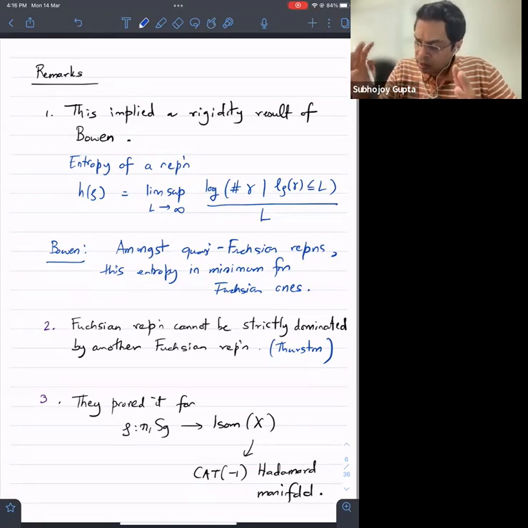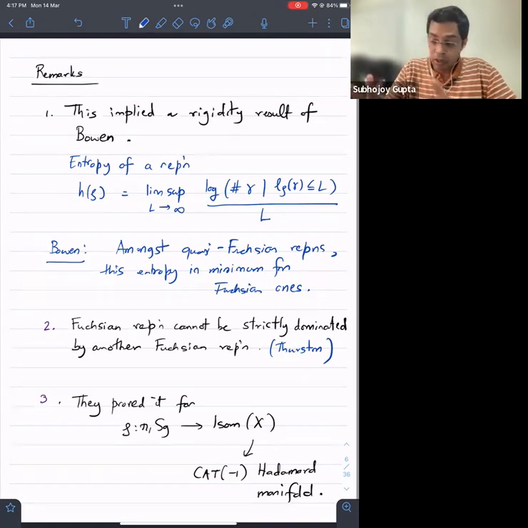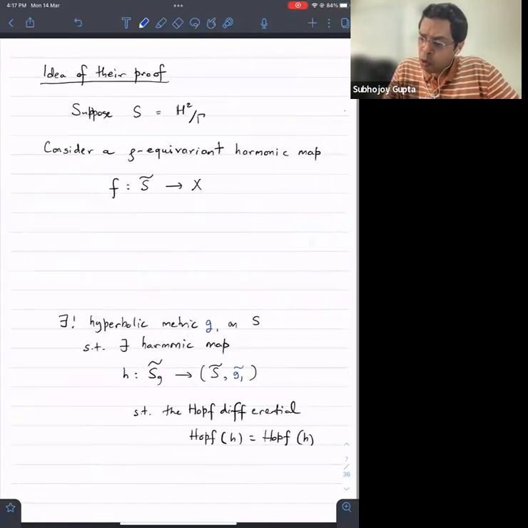But unless it's Fuchsian already, you can strictly dominate it. Okay? So that was the result. And also finally, let me remark that they proved it in a more general context where your target is the group of isometries of any CAT(-1) Hadamard manifold, which is just a simply connected manifold. You can think of it as a Riemannian manifold, simply connected, and sectional curvatures are all at most -1, so it's sufficiently negatively curved.